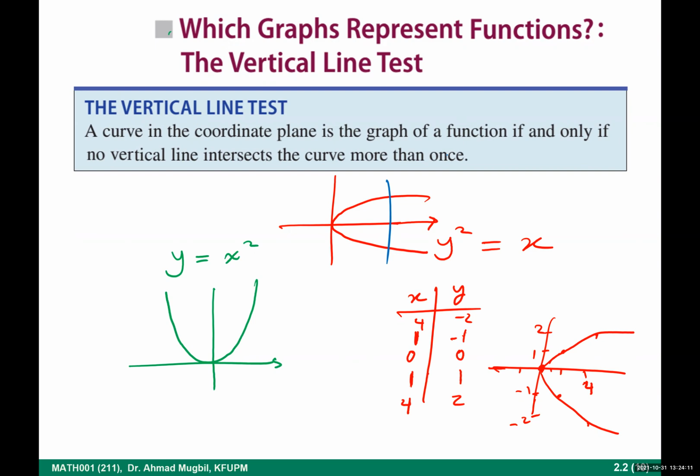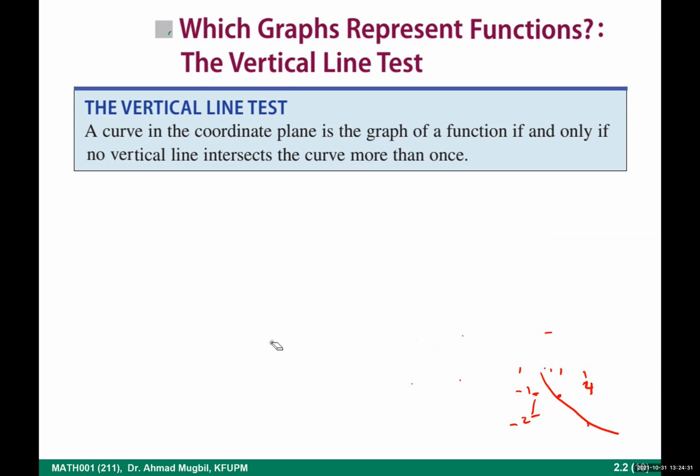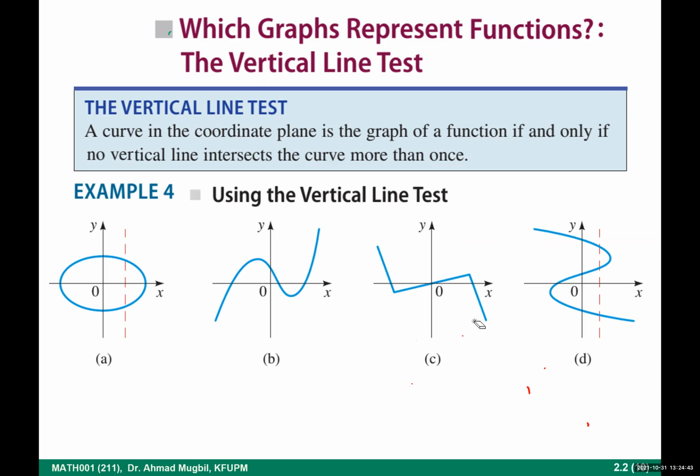What will happen if it intersects more than once? You will have one x that has 2 y's, more than 1 y. We should have, for each x, only 1 y. So this is how this test works. It is a relation, a rule, whatever it is, but it is not a function. A function is a rule or a relationship, a formula that assigns for each x only 1 y. By the way, we are talking about y as a function of x. Be careful.